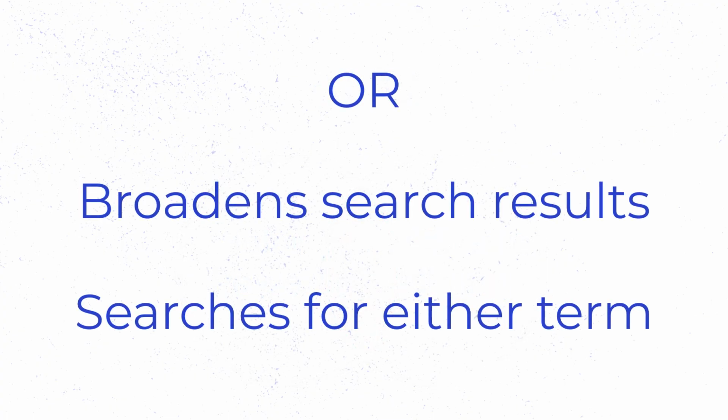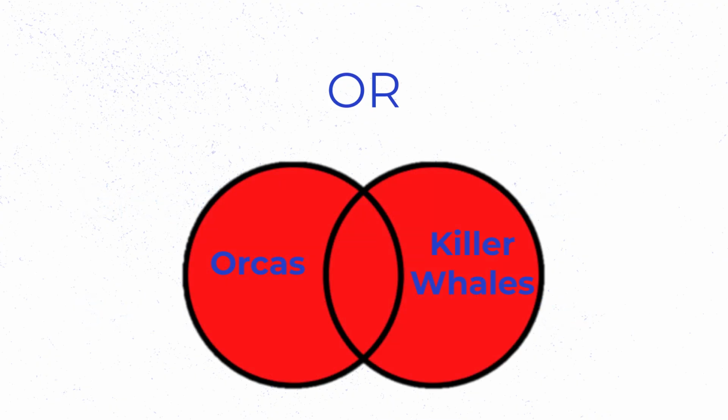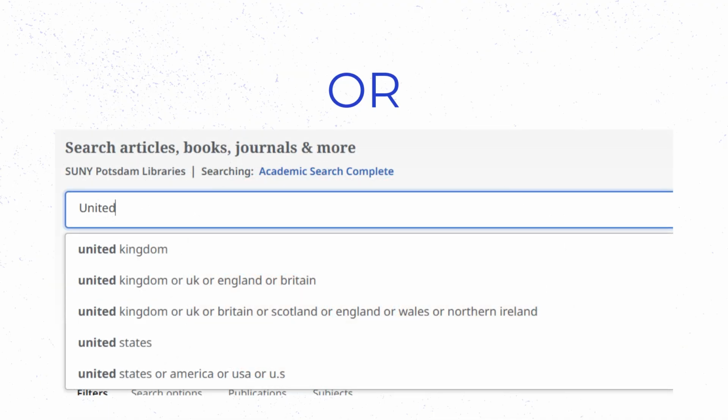Or does the opposite, broadening your results by giving you sources that include either term. Remember how we talked about the importance of synonyms last lesson? An or search lets you search all those synonyms at once. Enter orcas or killer whales, and the database will find sources containing either or both terms. Often, databases will even suggest synonyms for you.